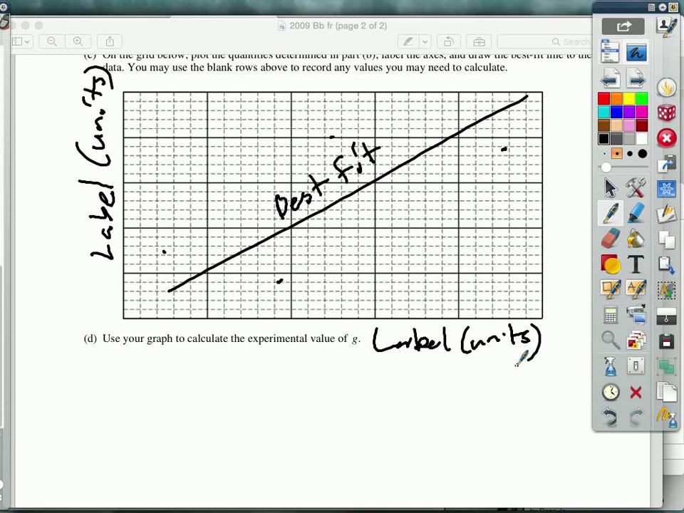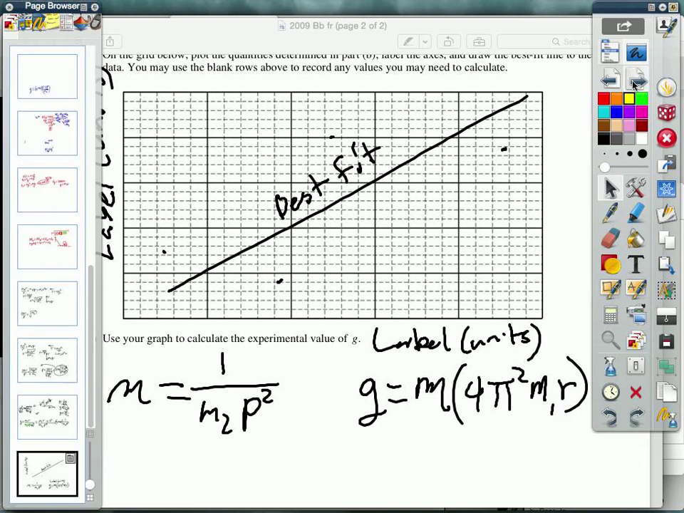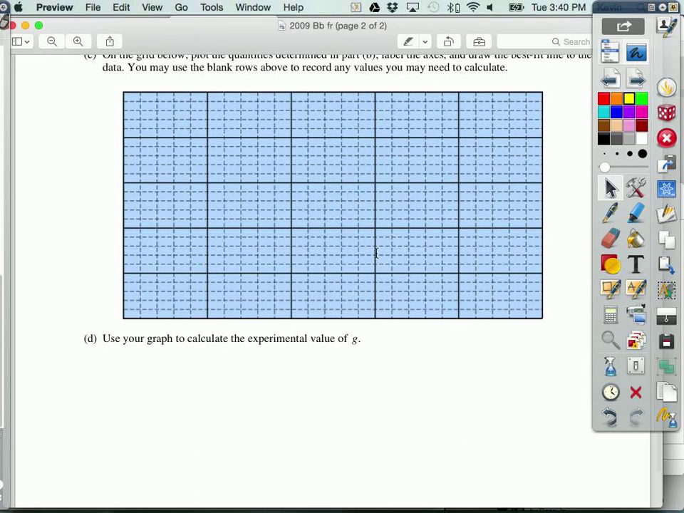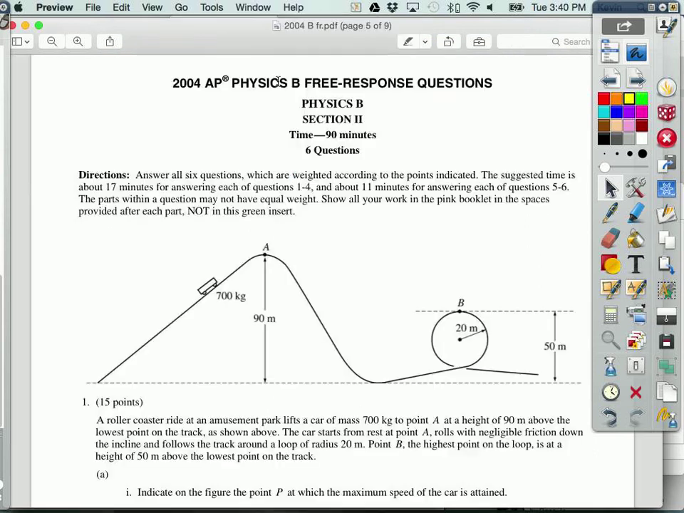And then once you take the slope, it is going to be equal to 1 over m2 times P squared. So in order to get g, we need to take the slope times that constant value, which was 4 pi squared m1r. So all of that plugged in times g, and we will get the value that we're looking for. All right, so that is the first problem. Now let's go to the second problem with the roller coaster.